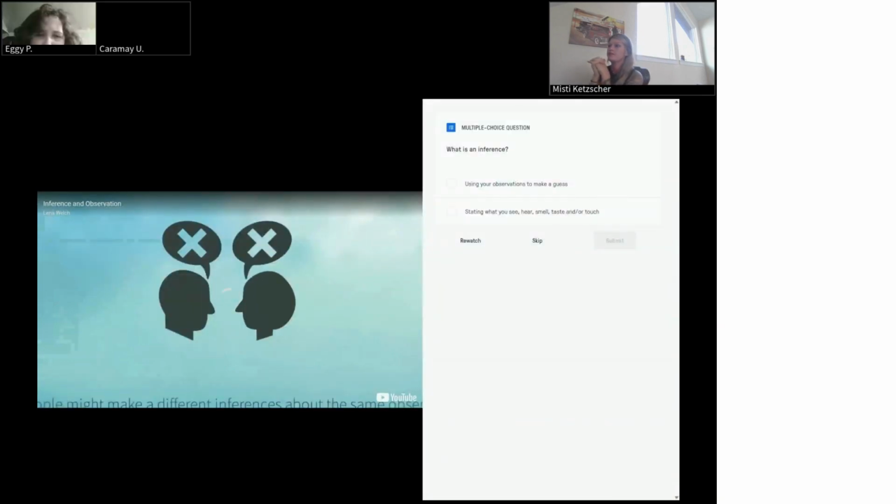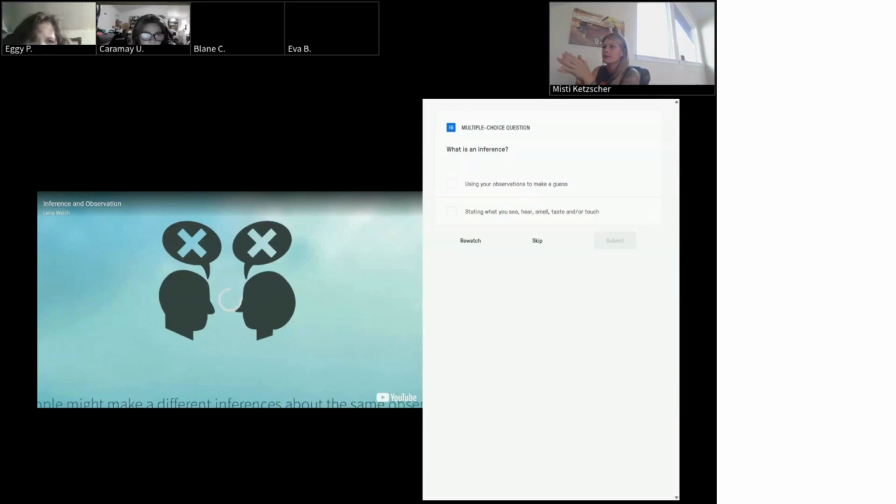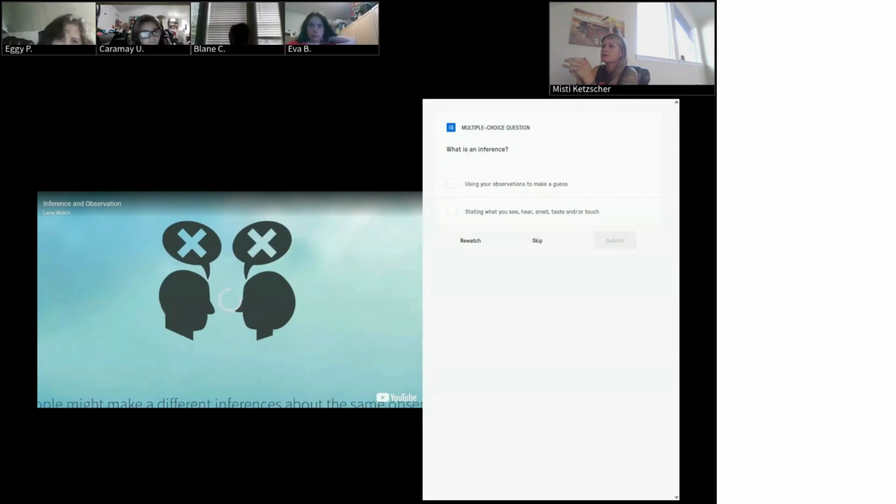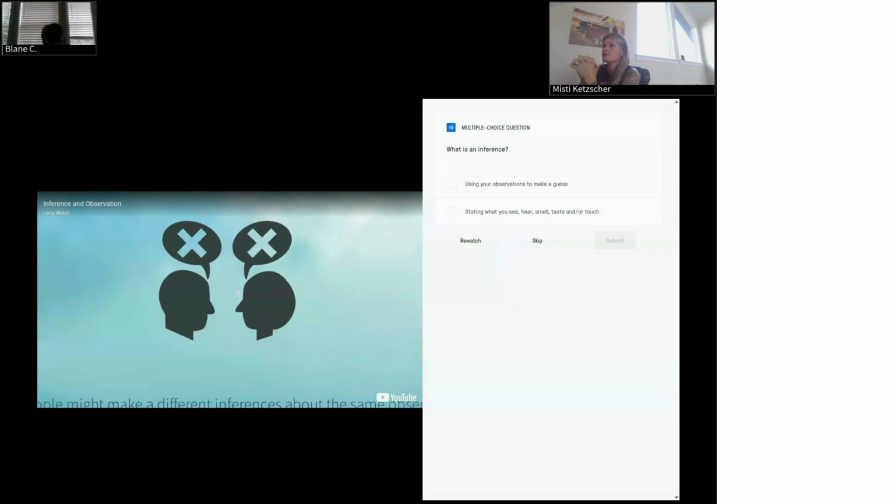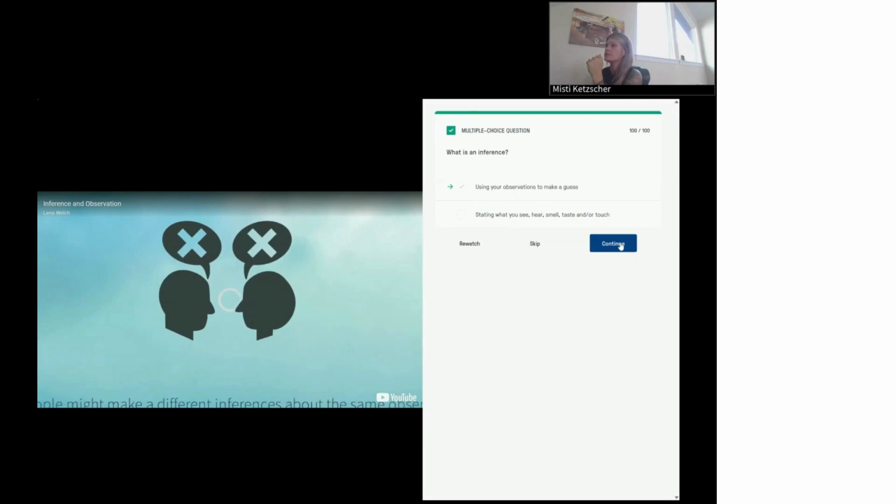Okay, so what is an inference? Using observations to make a guess or stating what you see, hear, smell, taste, and or touch. Eggy? Using your observations to make a guess. Very good. That is an inference. Using those observations to make an educated guess. Yes, using your observations, your background knowledge. Yes, yes, yes. Very good, you guys.